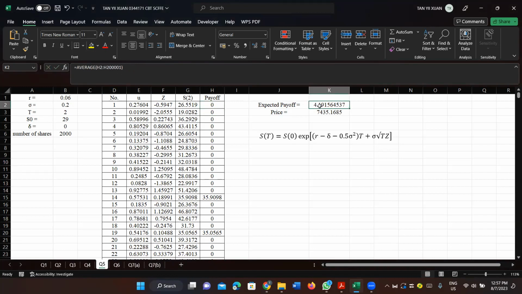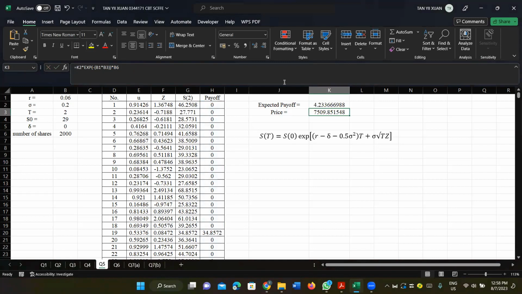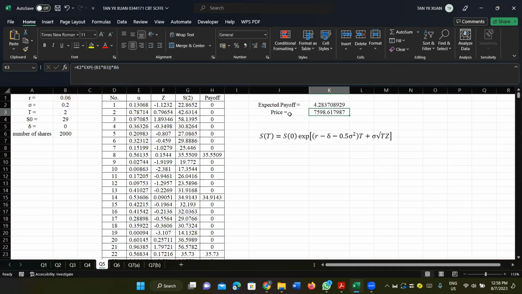Next, we can calculate the expected payoff by taking the average of all these payoffs. So we use this formula, which is the average of these payoffs. Next, we can calculate the price. We calculate the price by multiplying the expected payoff by the exponential of minus RT, and also we need to multiply by 2000, which is the number of shares. And so we will get the price equal to 7,598 point something.